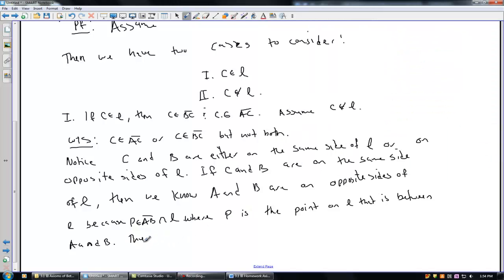So thus, you can say A and C are on opposite sides of L. Hence, what does that say if you're on opposite sides of L? Hence, AC intersect L is not equal to the empty set. And I believe that's it. So not equal to the empty set.